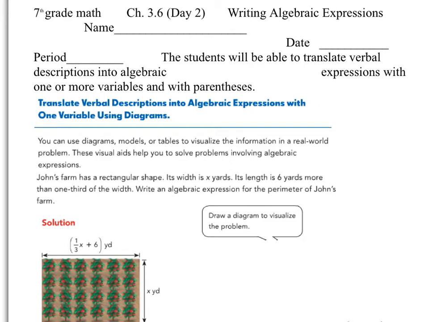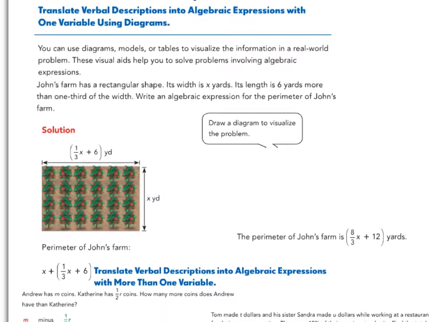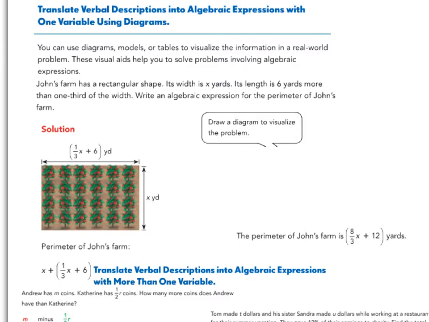All right, today is 3.6, day 2, writing algebraic expressions again. You'll be able to translate verbal descriptions into algebraic expressions with one or more variables in parentheses. Like I told you, today is going to be a little bit more difficult than the notes from 3.6, day 1. So you can use diagrams, tables, and other aids to visualize the information in a real-world problem. These visual aids help you to solve problems involving algebraic expressions.